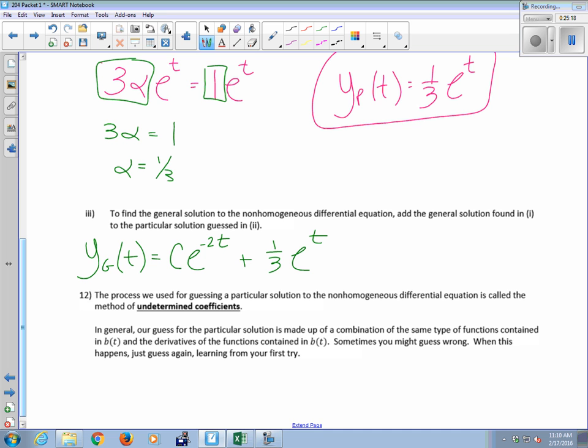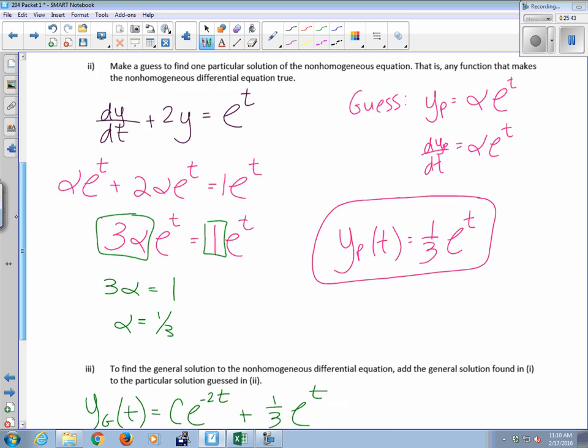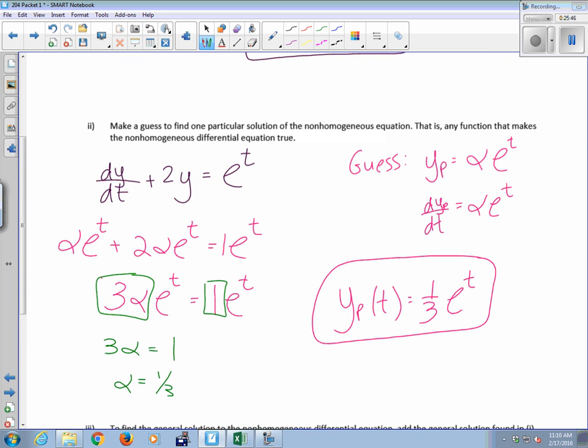So this is a really good guideline for how to choose the format of your guess. We were able to choose alpha e to the t. There are lots of other formats for guesses. In general, your guess for the particular solution is made up of a combination of the same type of functions contained in b of t and the derivatives of the functions contained in b of t. In our case, b of t was e to the t, so I only had to use alpha e to the t because its derivative is also e to the t.